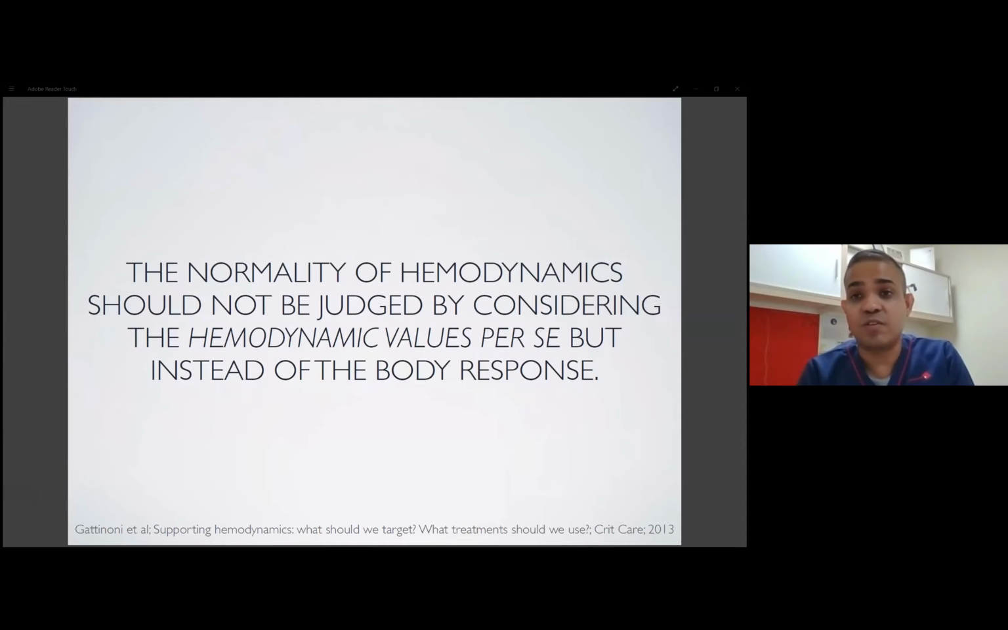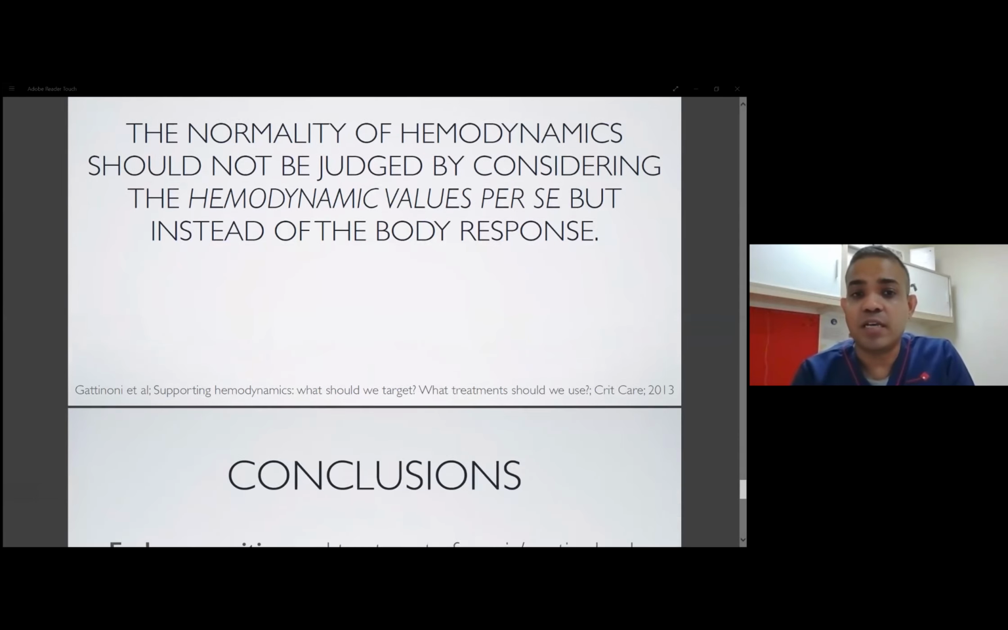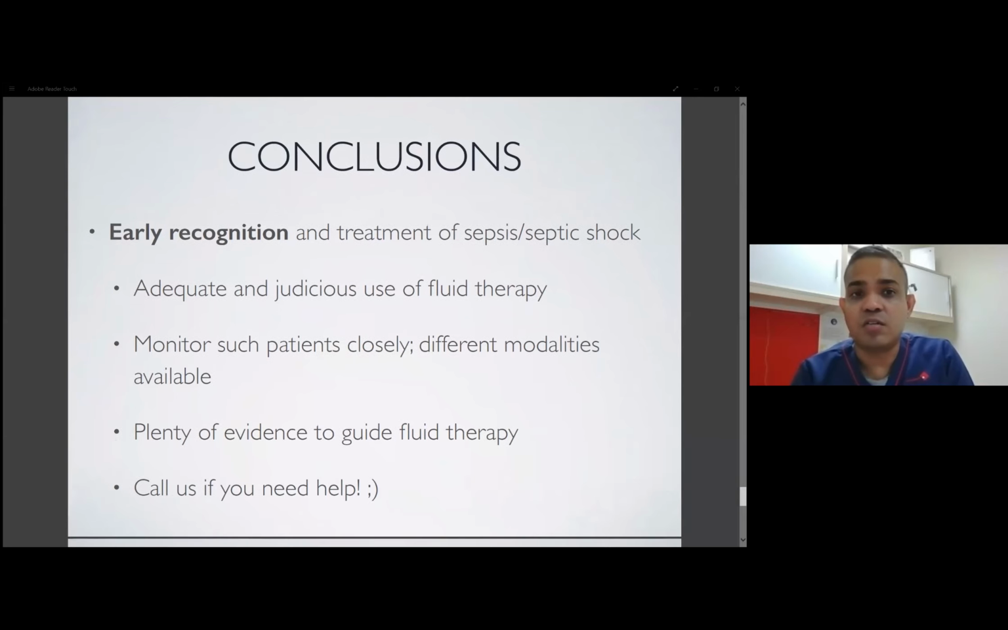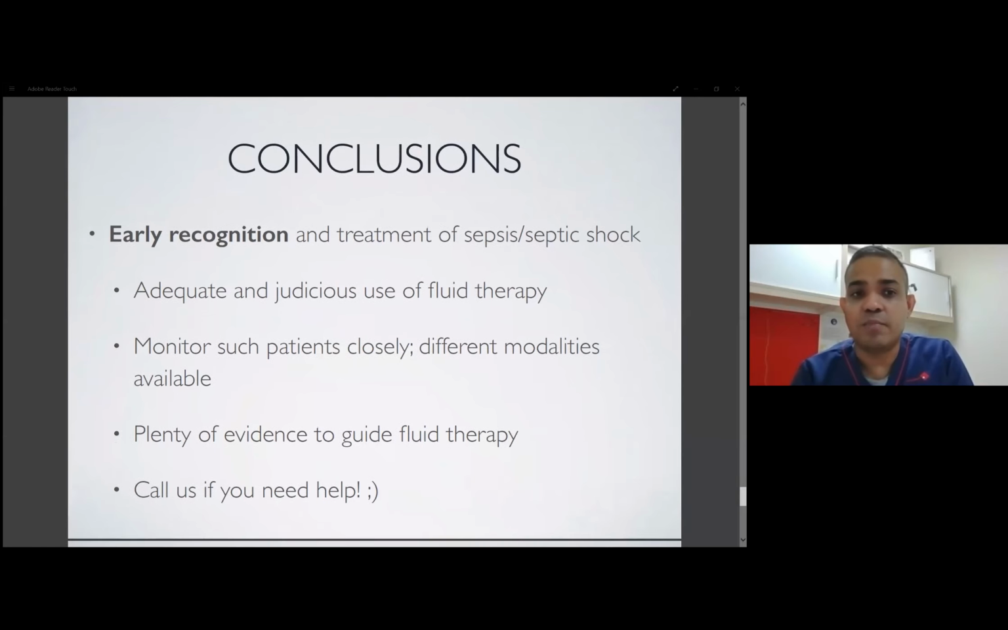So targeting a specific value is not going to be very useful. Some people may just be okay with a systolic of 90. Some people are okay with a systolic of 85, right? Some people are not okay with a systolic of 120. It's hard to believe, but it's true. Some people may require higher blood pressure. So that's one important thing. To summarize, early recognition and treatment of septic shock. Like we discussed about fluid therapy, plenty of evidence to guide fluid therapy. Of course, call us if you need help.